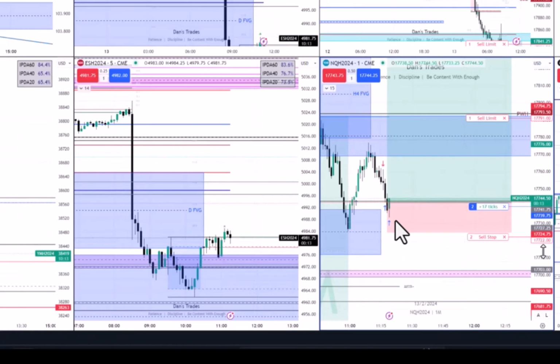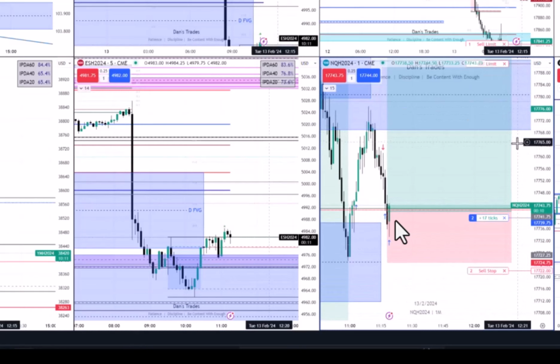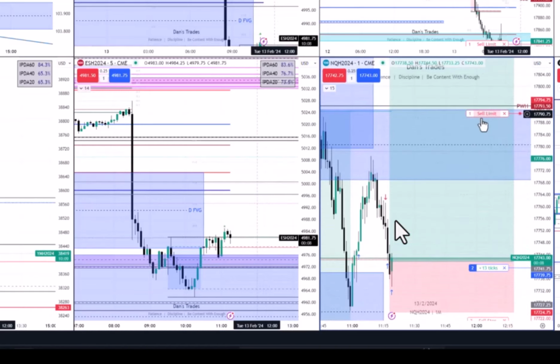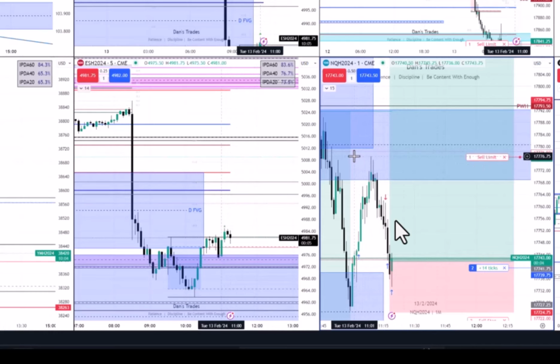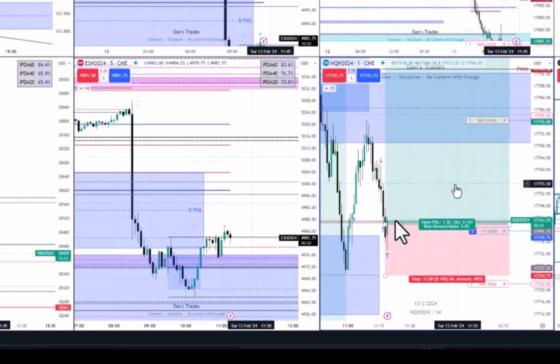Now we're back in the positive, so I'm liking that. Zoom in a little bit. We'll manage it from a 1-minute basis. Let's move that to that previous swing high. That'd be a good target for a scalp.